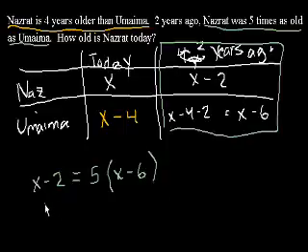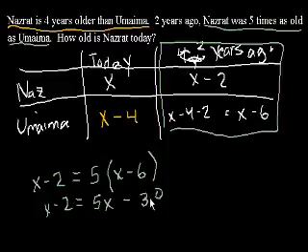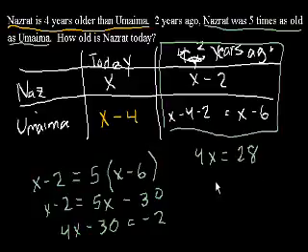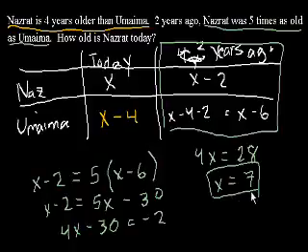Well, now we just solve for X. X minus 2 is equal to 5X minus 30. Now we could subtract X from both sides. I'm going to switch it around too, to hopefully confuse you more. 4X minus 30 equals minus 2. And then we get 4X is equal to 28. And X is equal to 7. So we solved the problem. Nusrat today is 7 years old.